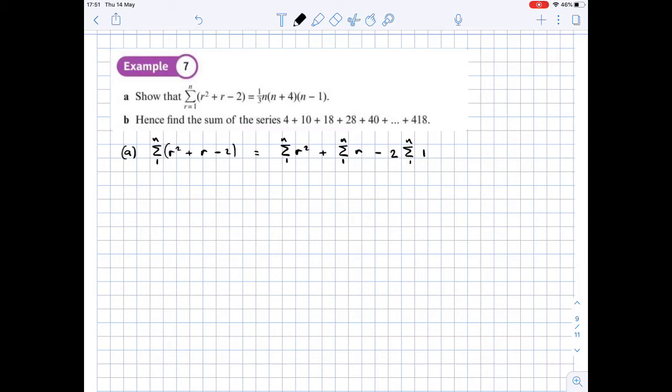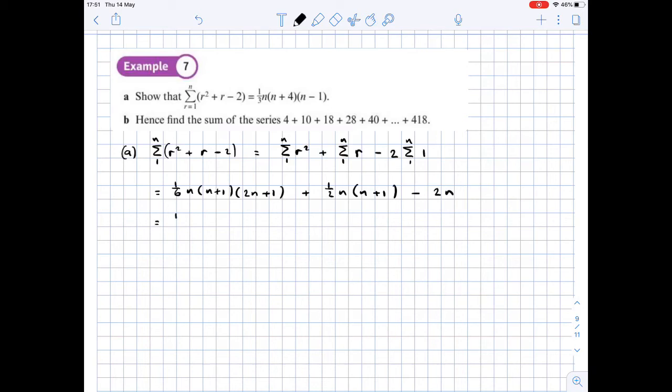Now, using our formula for this gives us the sum of r squared is a sixth n, n plus 1, 2n plus 1. The sum of the r terms is a half n, n plus 1. And finally, the sum of all the 1's n times is n, so times 2 gives us our 2n. Next, we need to try and simplify this.